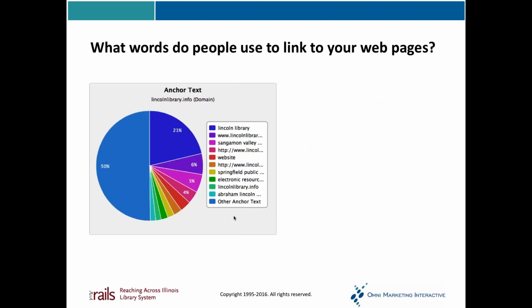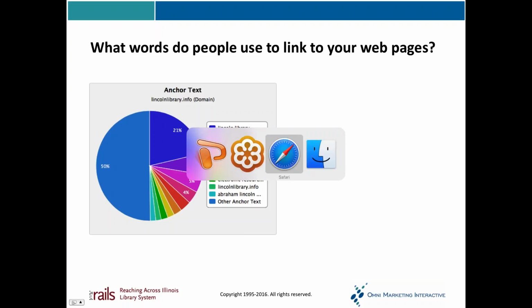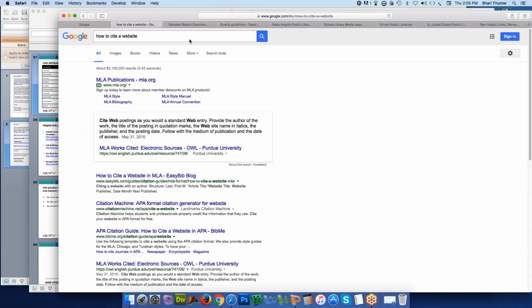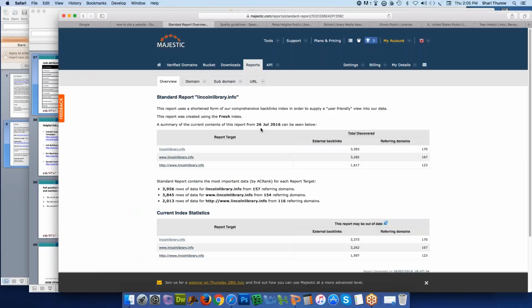So what are we after? What words do people use to link to your web pages? And so we can see here Lincoln Library, Sangamon, they use the actual URL, Springfield, and I want to see the word library here over and over and over. And that brings us back to our Majestic. So how do people link to us? Let's look at the anchor text.